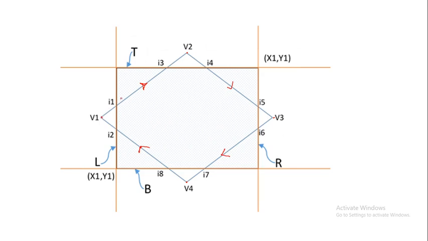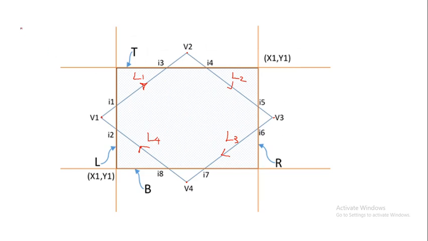Starting from V1, we must end up at V1 only. If I start from V2, I must end up at V2 only: V2, V3, V4, V1 and then V2. So in clockwise or anti-clockwise sequence, you read the corners of the polygon. Now suppose I have to read the lines of the polygon. This is line number one, this is line number two, line number three or side number three, and line number four. These are the four sides of the polygon.